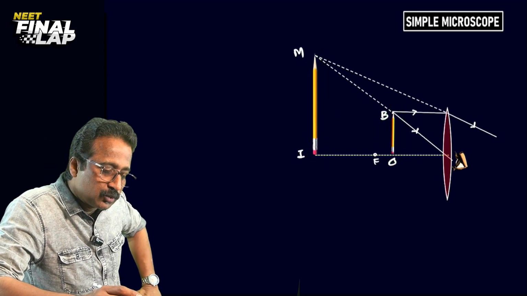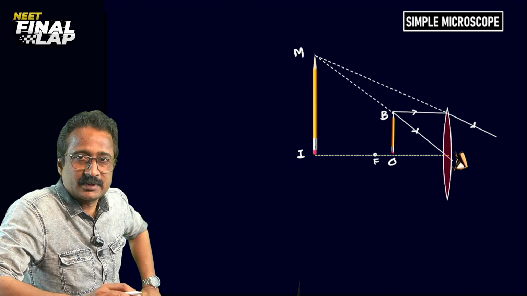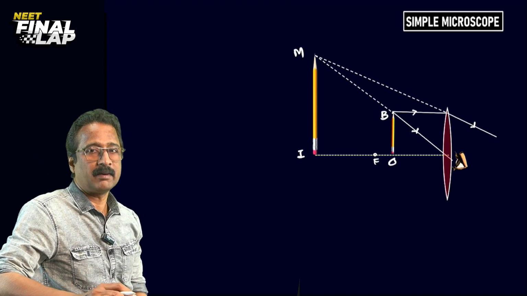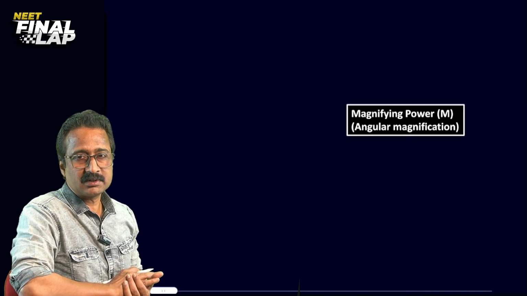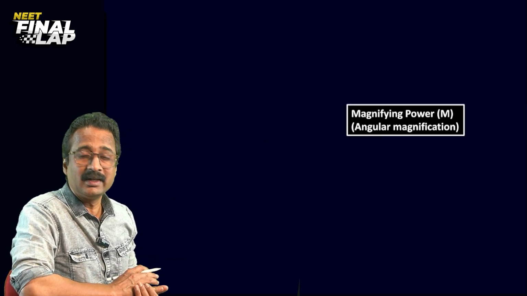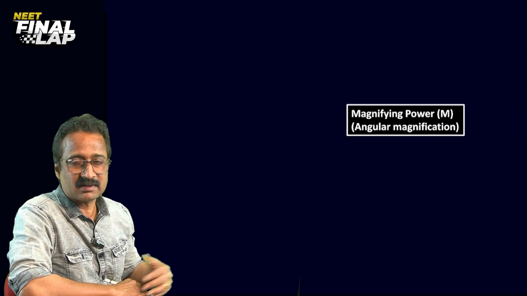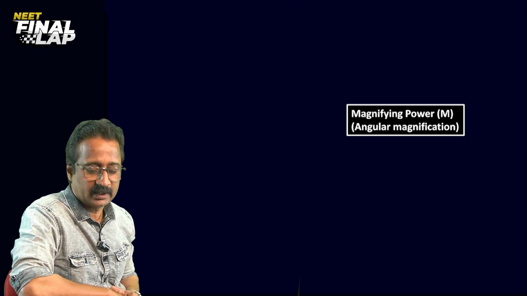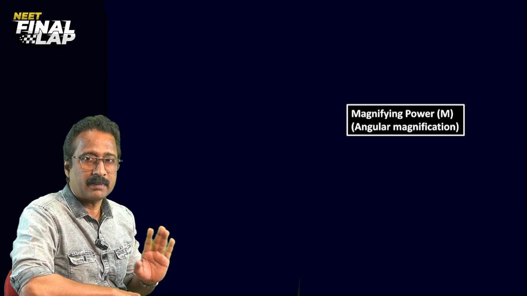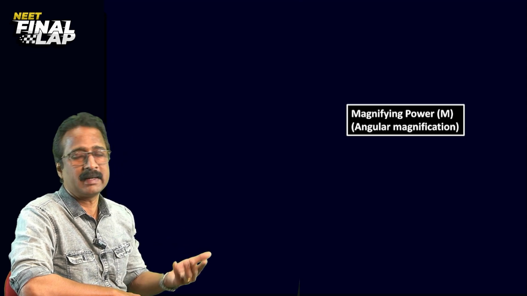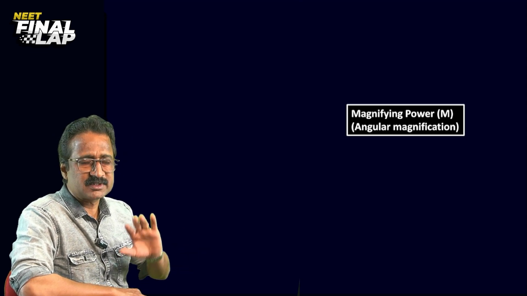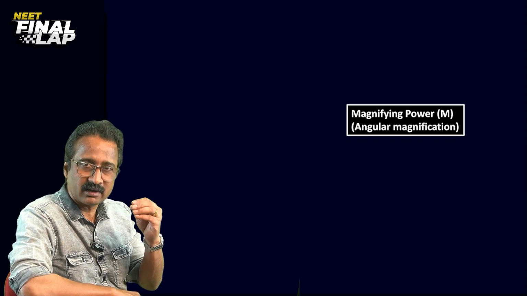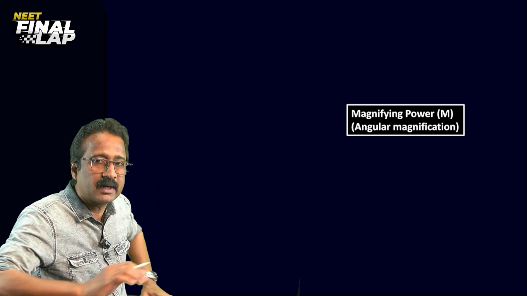Now let's come to the magnifying power of this instrument. Magnifying power is a measure of how much larger the instrument can make an object appear. Remember, we are using the term magnifying power, not linear magnification. Linear magnification is something different, a different kind of magnification measured in a different way. Anyway, it's called magnifying power. It is also called angular magnification. Now, I think we must skip all the derivations here.